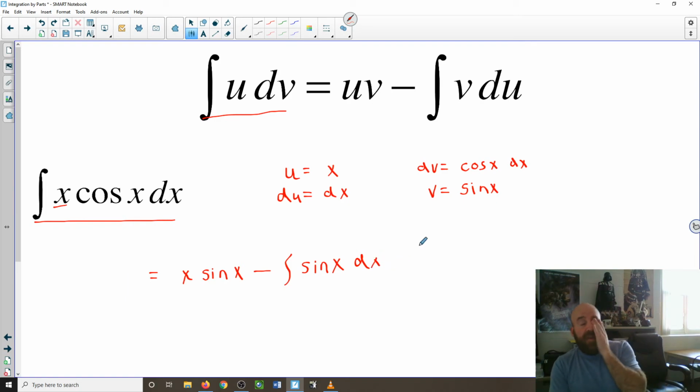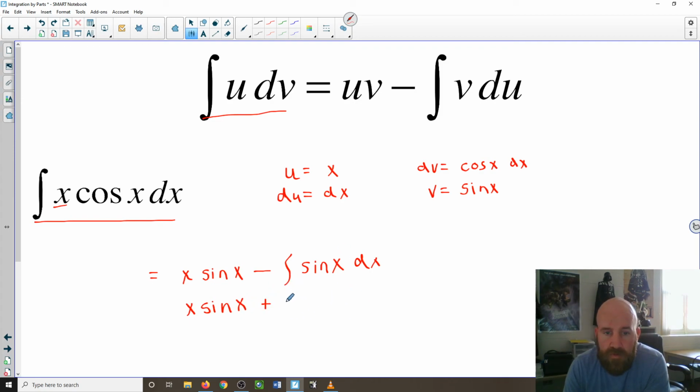So the purpose of integration by parts is to get it to where we can integrate something. So we look at the integral that we have here. We have the integral of sine. We know what the integral of sine is. The antiderivative of sine is negative cosine. So we go ahead and we integrate that. So we get x sine x minus a negative cosine, so that's plus cosine x plus c. So that would be our final answer there.